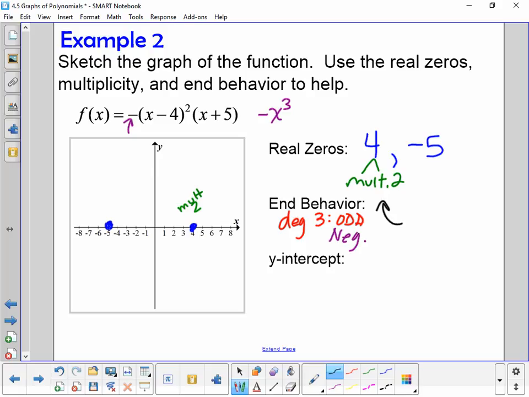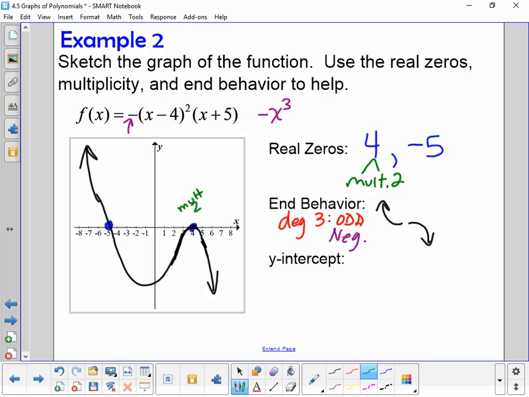Odd negative polynomial functions have ends like this, where the right is going down. Overall, the function, if you look at it from left to right, is decreasing. So over here it's down, and on the left it's up high. Well, the multiplicity here at 4 tells me that the function is not going to go across the x-axis, but it's going to touch it and turn around. It's the tangent point, remember? And then it's got to go up through this other one and connect there. So it looks something like this.